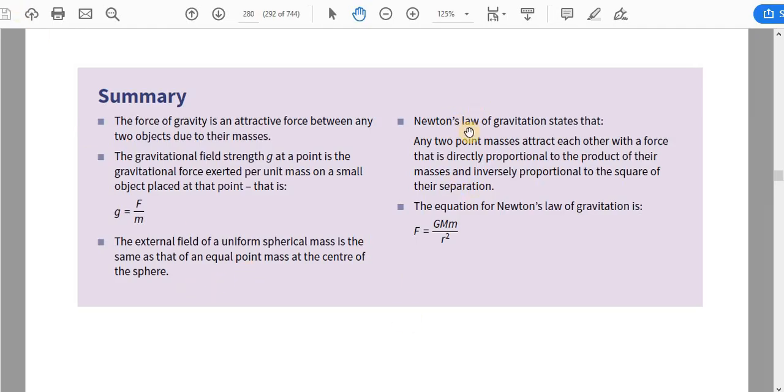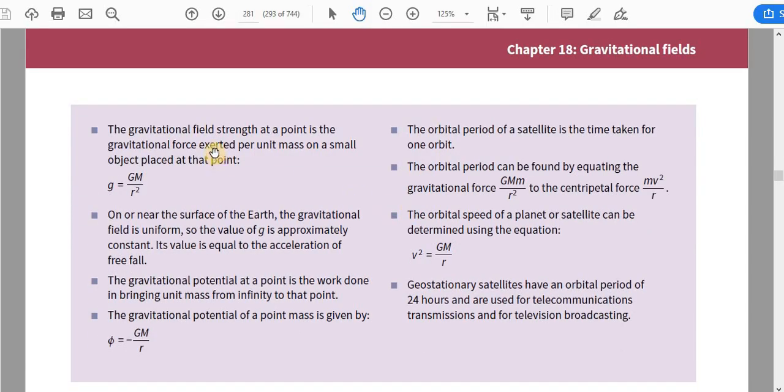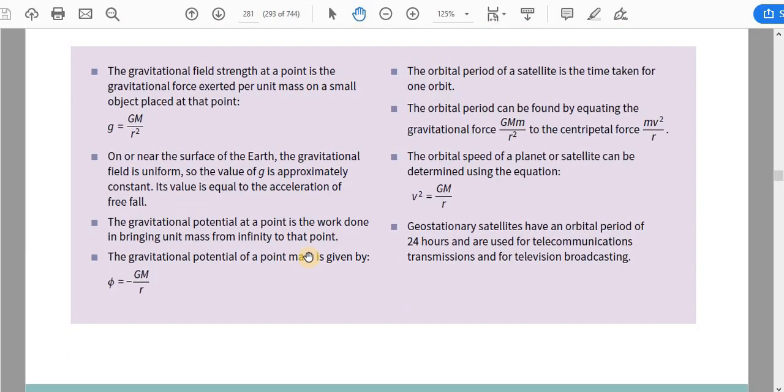Okay, so go through those. Then Newton's law of gravitation, I told you should know the definition. Then the equation of Newton's law of gravitation, we saw that already. The gravitational field strength at a point is the gravitational force exerted per unit mass on a small object placed at that point. Already we went through this also. We went through all of this. And I told you about uniform gravitational field. g is constant in a uniform gravitational field, and it's equal to the acceleration of free fall. And we talked about gravitational potential at a point, which is the work done in bringing unit mass from infinity to the point. Then we also saw this.